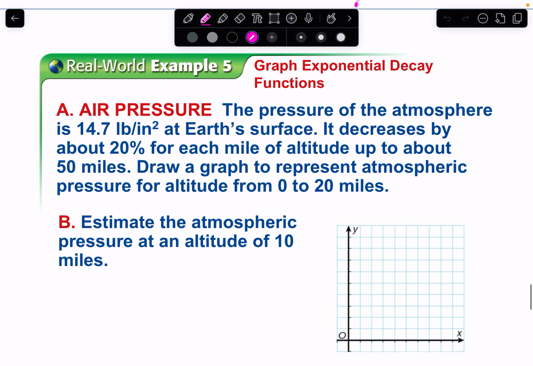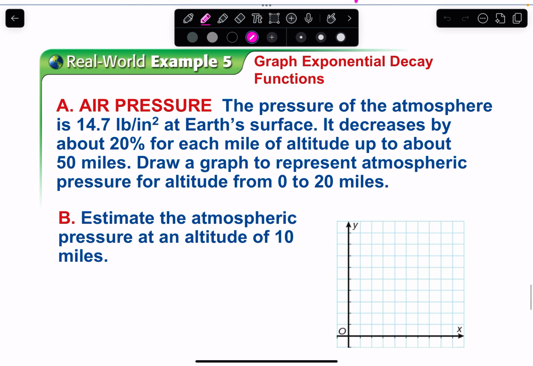Finishing chapter 7, lesson 1. So we talked about exponential growth and decay. Earlier we did a word problem with exponential growth. This is now a word problem going over exponential decay.